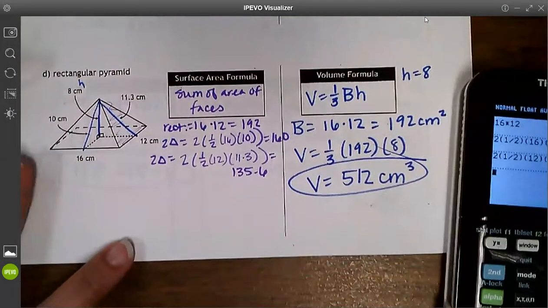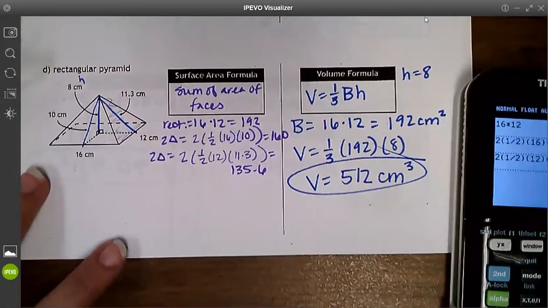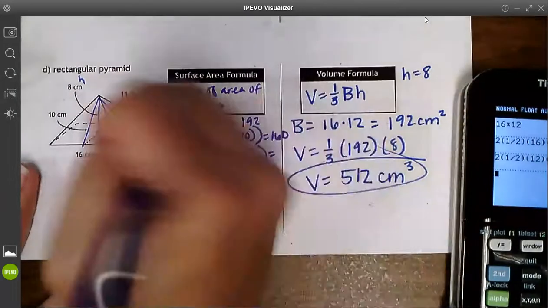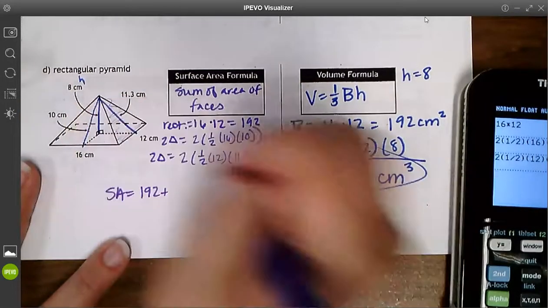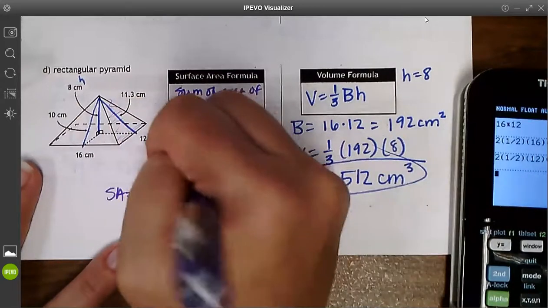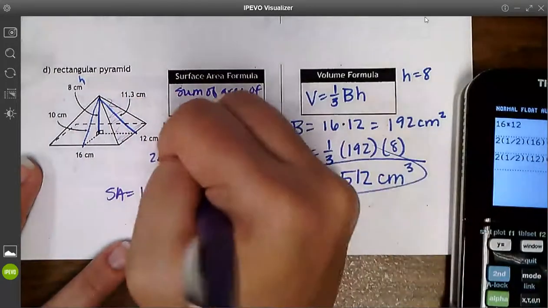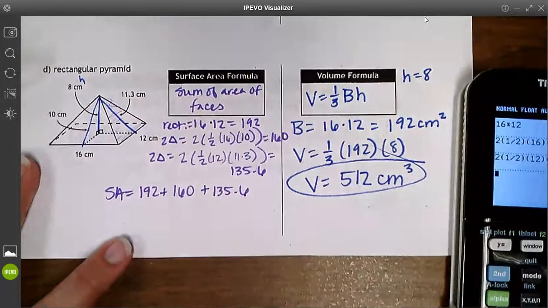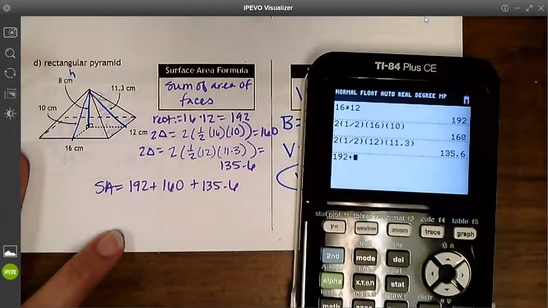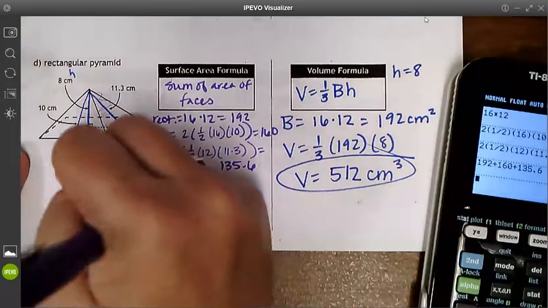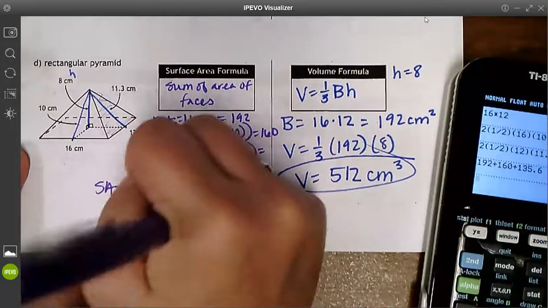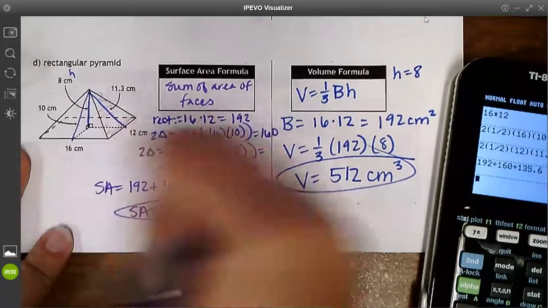So now my area is the sum of all my faces, my surface area. So my surface area is going to be that 192 plus 160 plus 135.6. And you get 487.6 centimeters squared. All right.